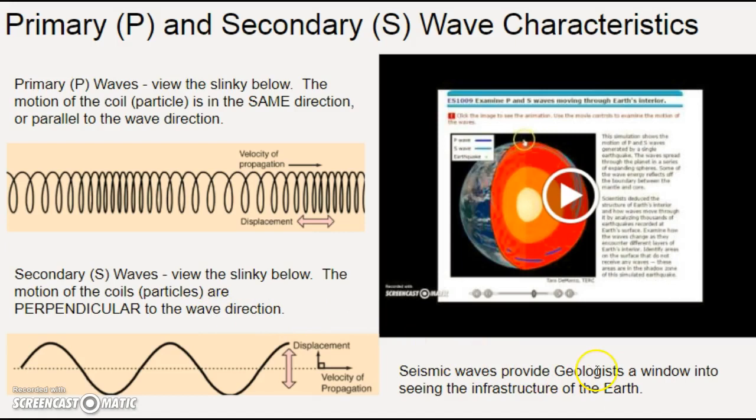So seismic waves provide geologists a window into seeing the infrastructure of the Earth. Be sure to check out this video. I'll show you an animation of it.